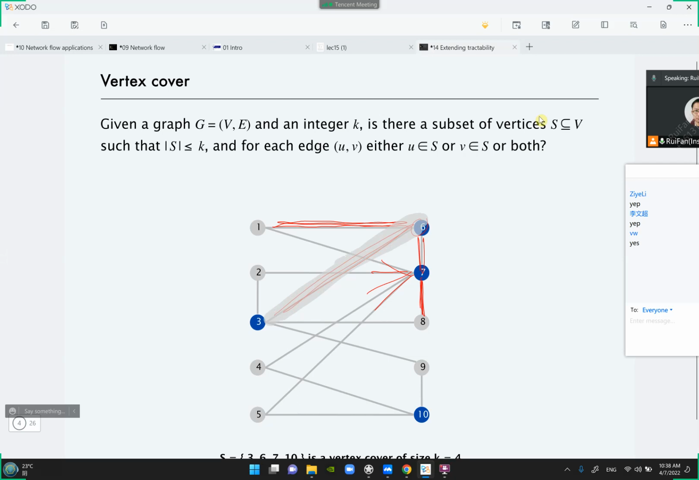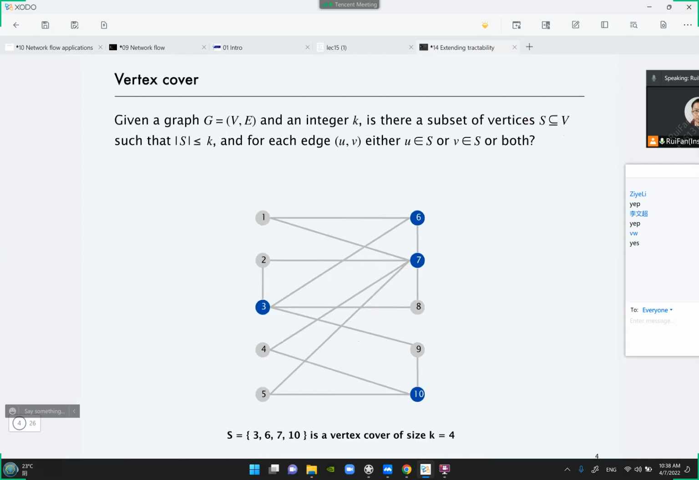And now, let me just erase this here. Now what we're trying to do is to cover all of the edges in this graph. And furthermore, we want to use the fewest number of vertices possible to do this. So for example, if you use all the vertices, then of course you're going to cover all of the edges. But it turns out that in this graph, you can use only 4 vertices, and you can still cover all of the edges.